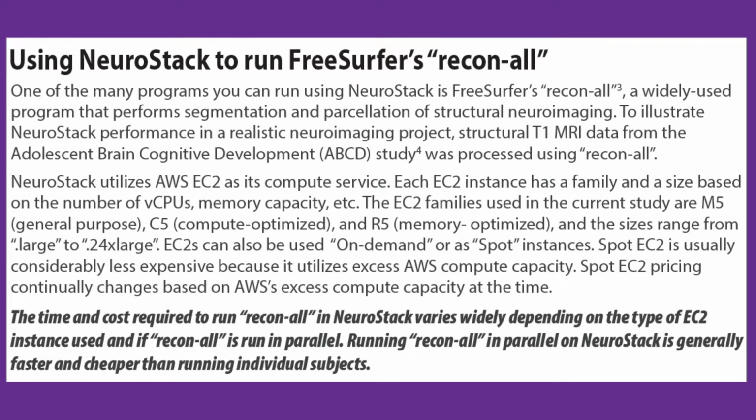The EC2 families we used were M5, General Purpose, C5, Compute Optimized, and R5, Memory Optimized. The EC2 sizes we used range from .large, with 2 vCPUs, about the same as the laptop I'm using right now, to .24xlarge, with 96 vCPUs, a very powerful computer.